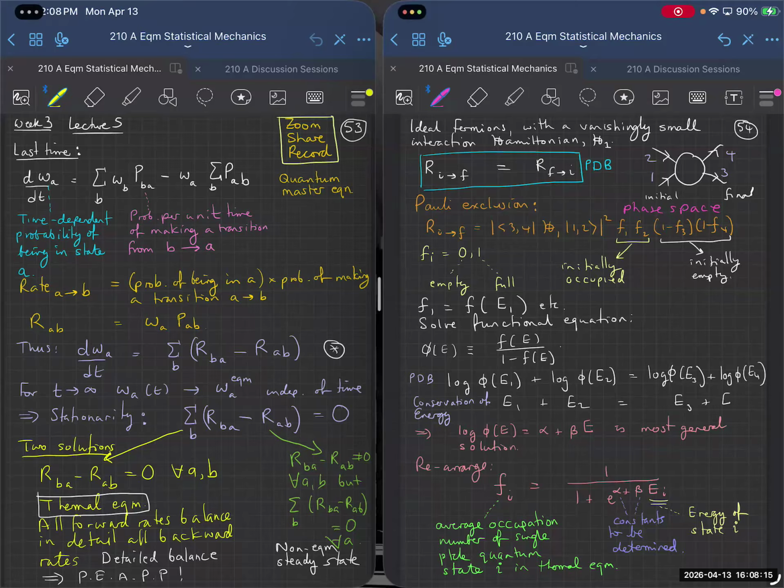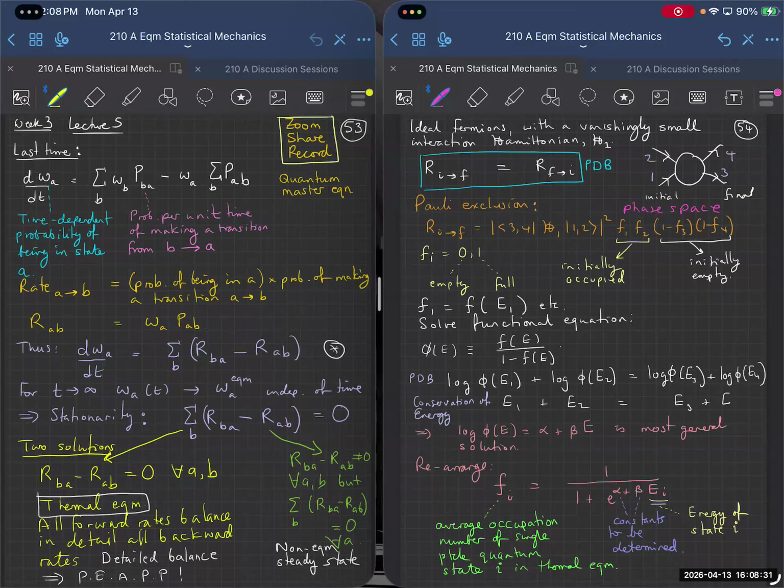So in the discussion session this afternoon, I will go through the real derivation of these phase space factors using quantum mechanics and annihilation and creation operators. So what I did in class was I tricked you. I said these occupation numbers are 0 or 1.